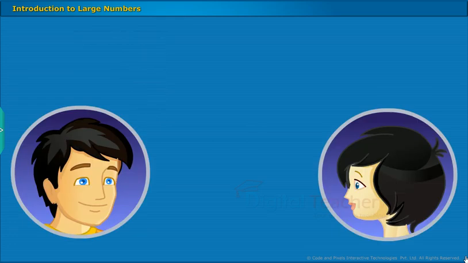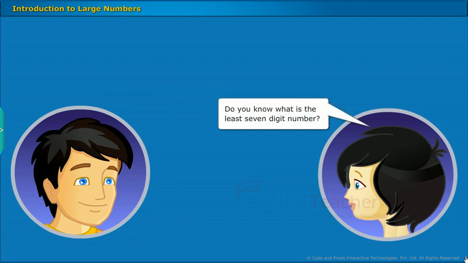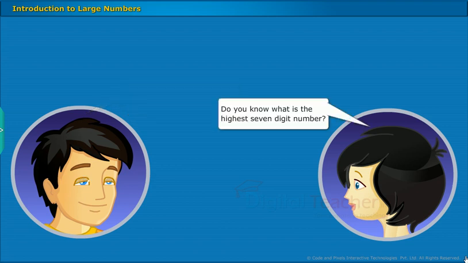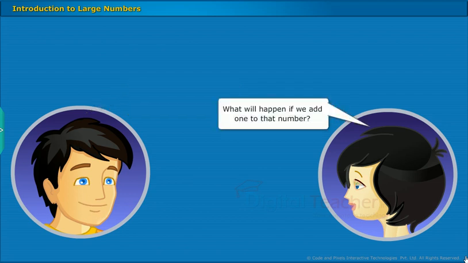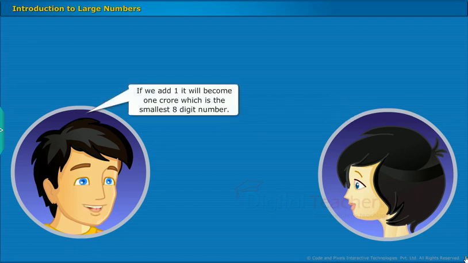Now, let's listen to the conversation between two friends. Hi Vinay, Hi Vandana. Do you know what is the least 7-digit number? Yes, it is 10000000. Do you know what is the highest 7-digit number? Yes, it is 9999999. What will happen if we add 1 to that number? If we add 1, it will become 1 crore, which is the smallest 8-digit number.